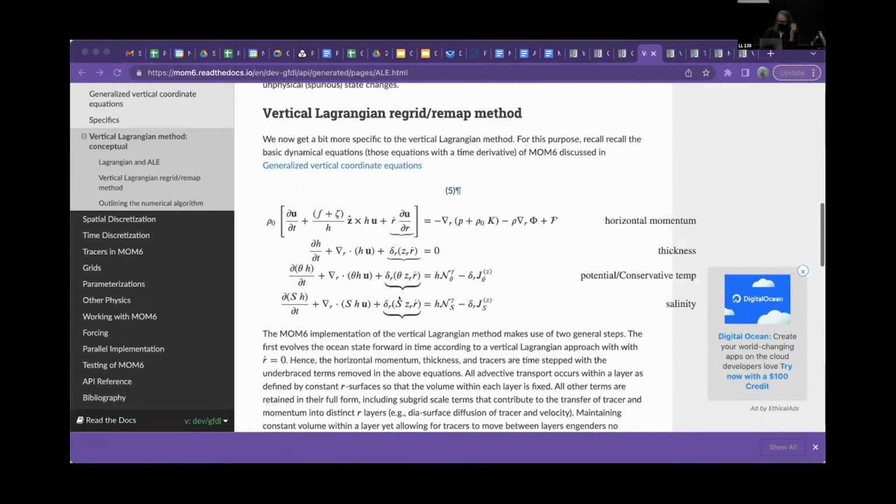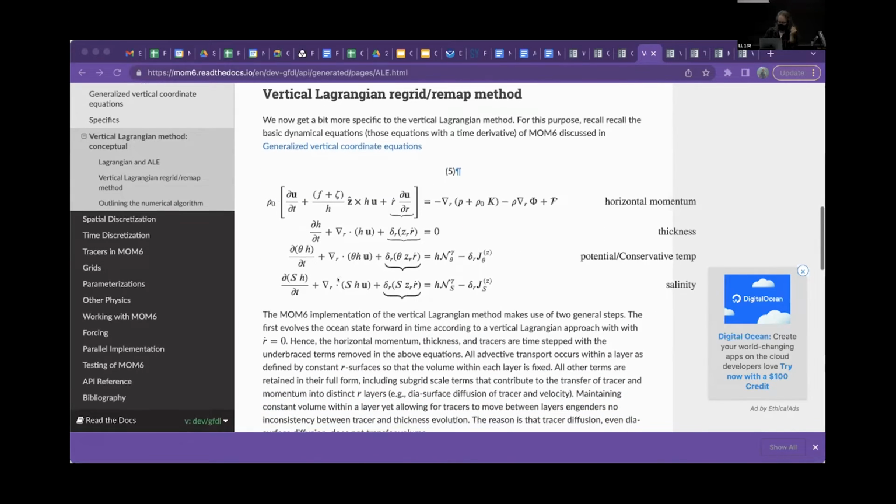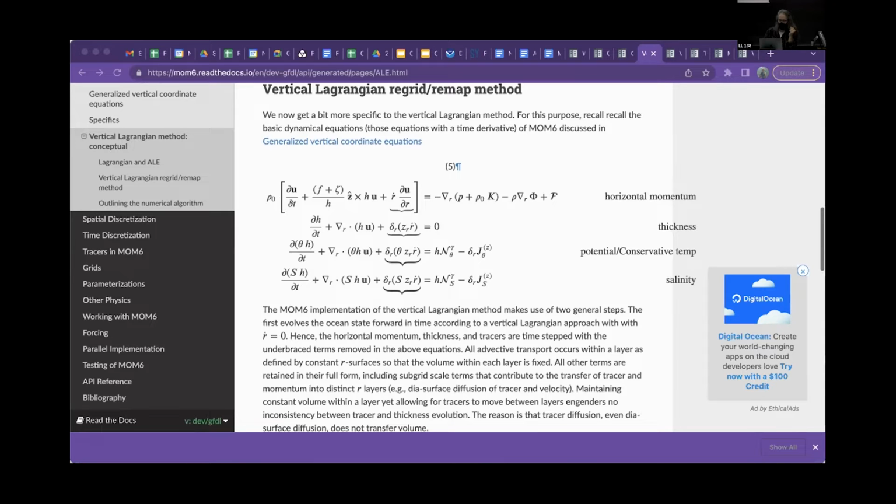So from an equation perspective, what is done is that we time step the model in two main steps. The first step, all these points in the equation where you see an R dot, in the momentum or velocity equation, the thickness equation, the temperature equation, and the salinity equation, you ignore those. You don't set them to zero. You just don't time step with those terms in there. You time step with everything else.